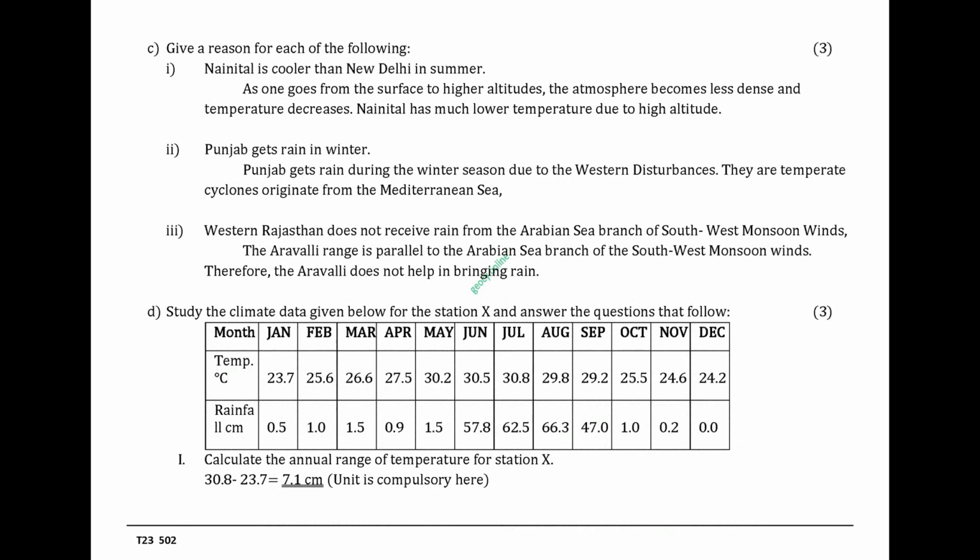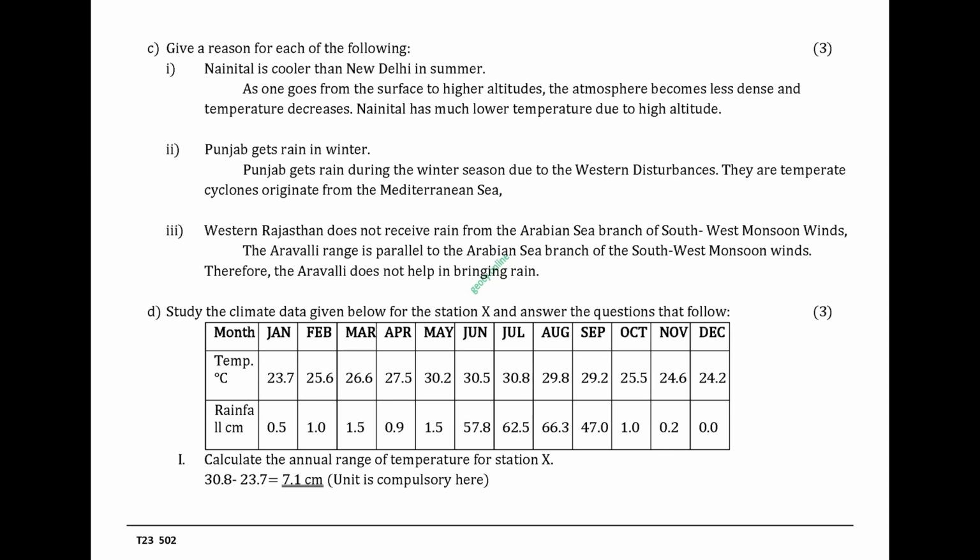Give a reason for each of the following. Nainital is cooler than New Delhi in summer. As one goes from the surface to higher altitudes, the atmosphere becomes less dense and temperature decreases. Nainital has much lower temperature due to high altitude. Punjab gets rain in winter. Punjab gets rain during the winter season due to the western disturbances.